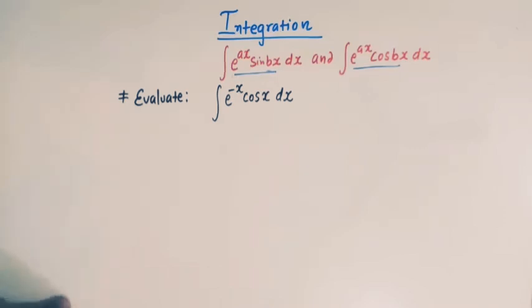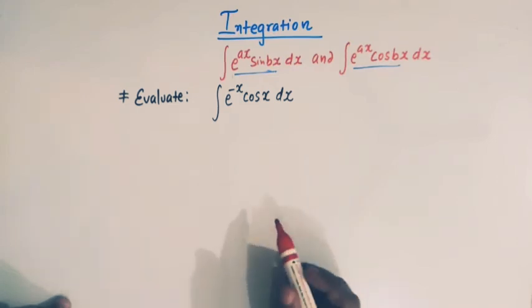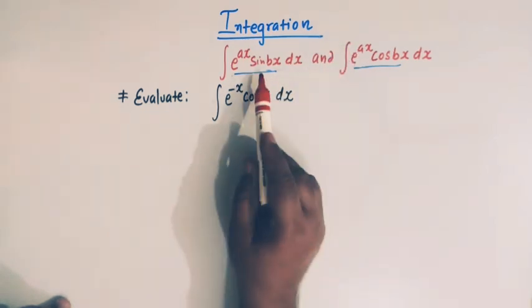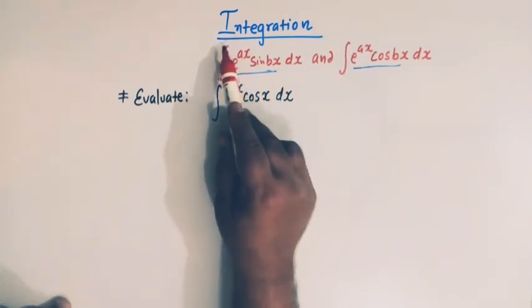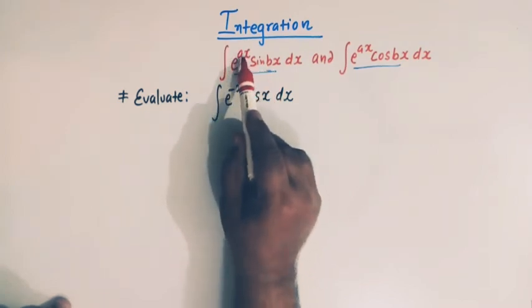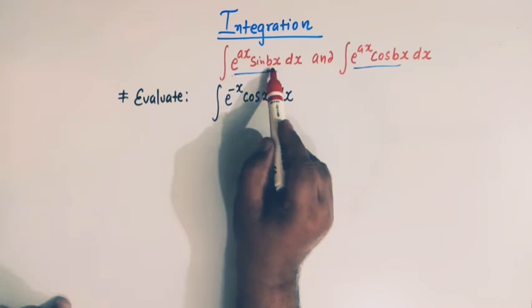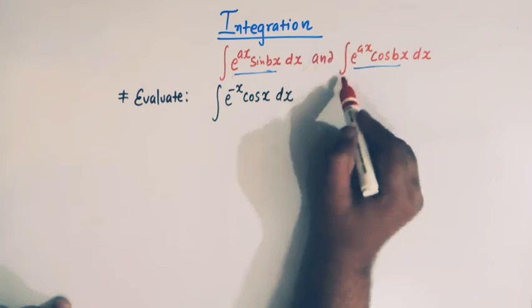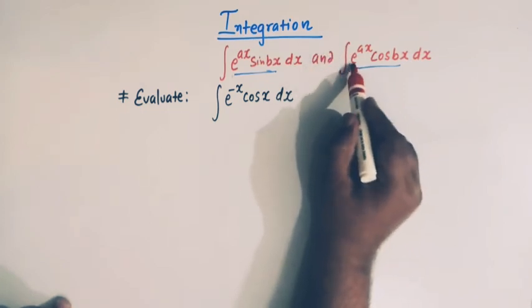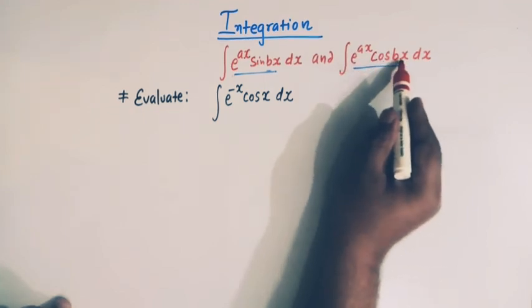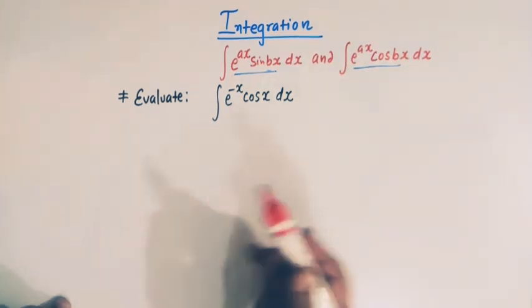Hello viewers, in today's class we are going to learn how to integrate a function of this form. In our earlier video we discussed how to integrate a function of the type e raised to x multiplied by sin bx. Now in this lecture we are going to learn how to integrate a function of the type e raised to ax multiplied by cos bx. Okay, so now let us start.